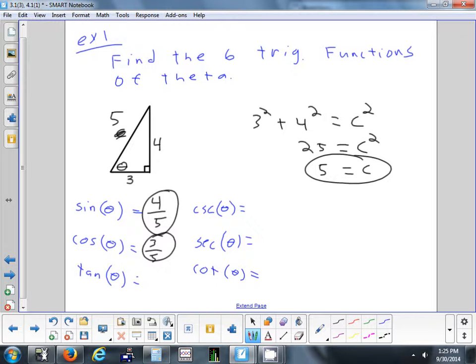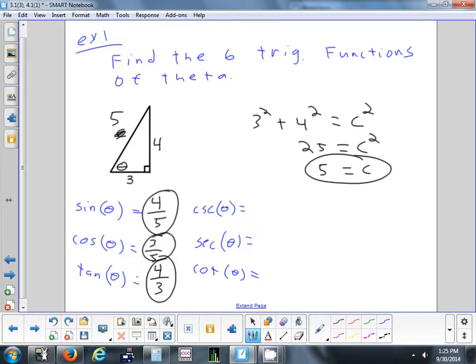And Michaela, my tangent would be, okay, start with the definition of tangent. What over what? Opposite over adjacent. Okay, so what side is opposite theta? 4. What side is adjacent to theta? 3. Okay, so there's our sine, our cosine, and our tangent.